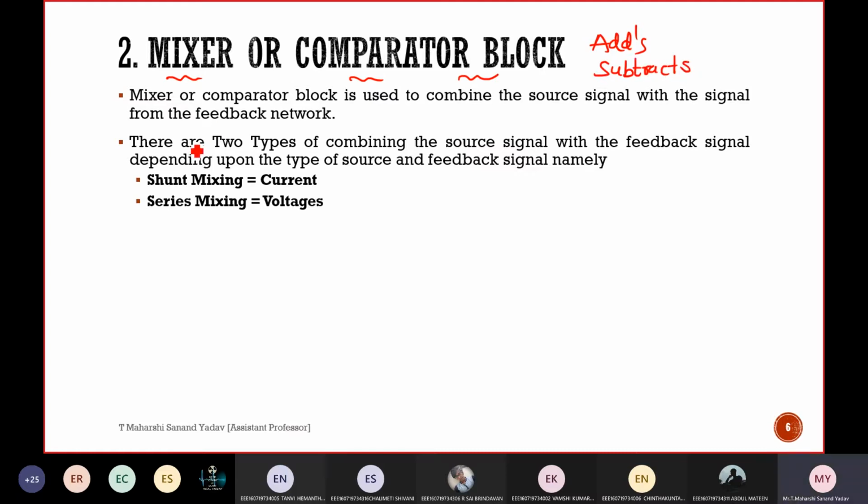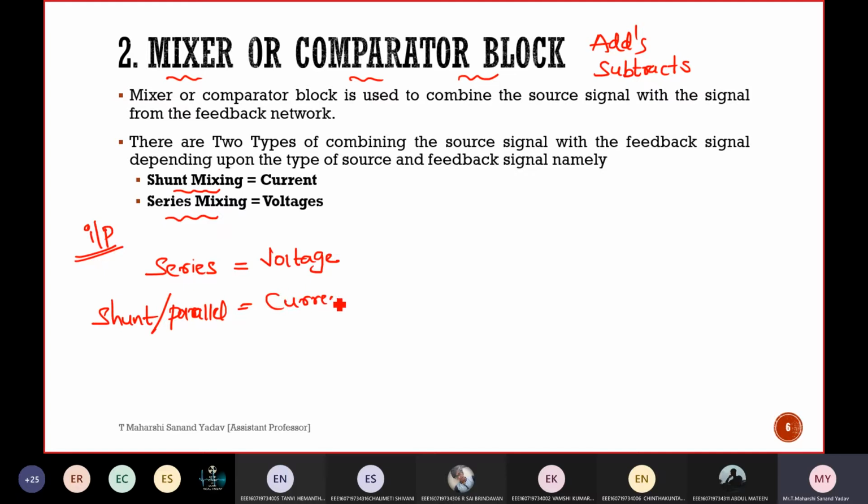So based upon this, there are two types of mixing. One is series mixing. Next one is shunt mixing. So series, you remember this point. This is at the input side, that is the mixing part. There are two ways, series. Next one is shunt. Shunt is also called parallel. If it is series, we call it voltage. If it is shunt, we call it current. That's why this is called series mixing. This is called shunt mixing.